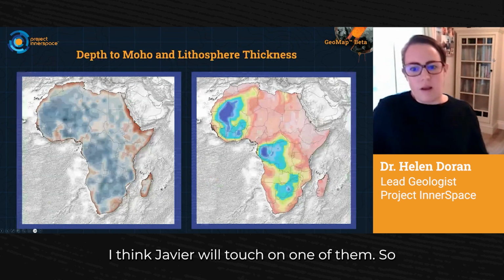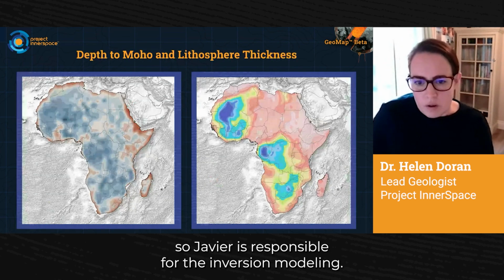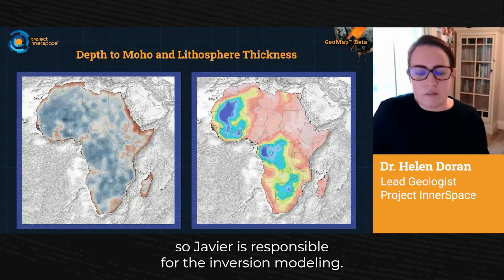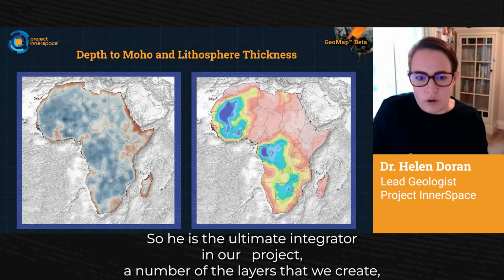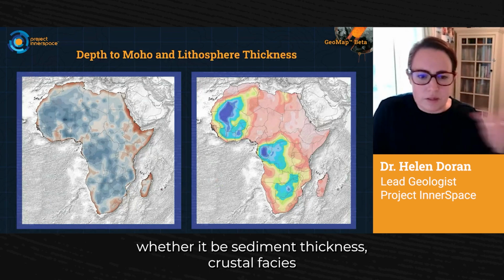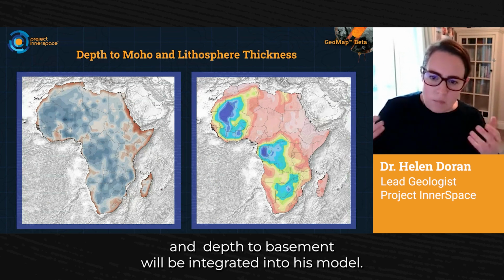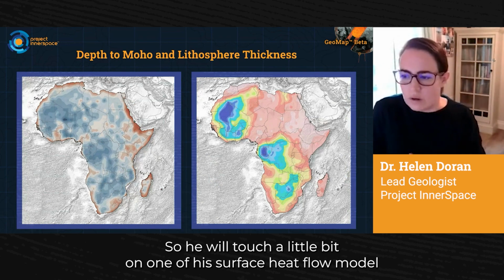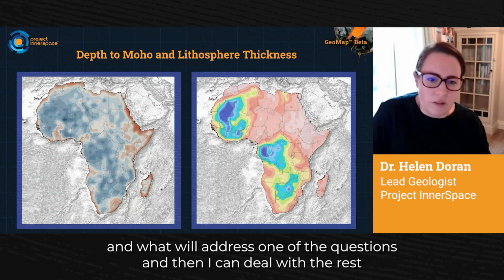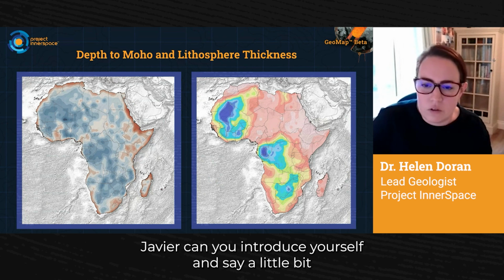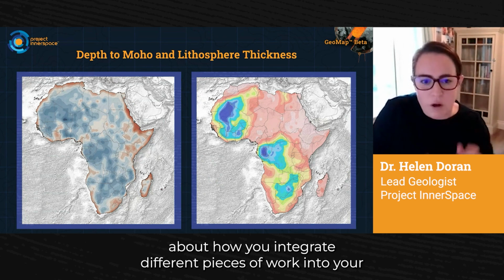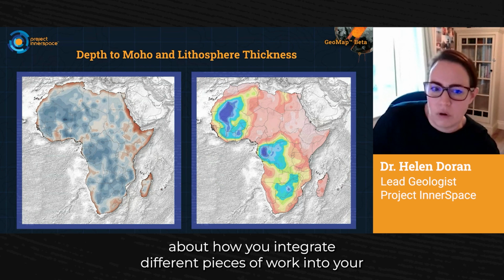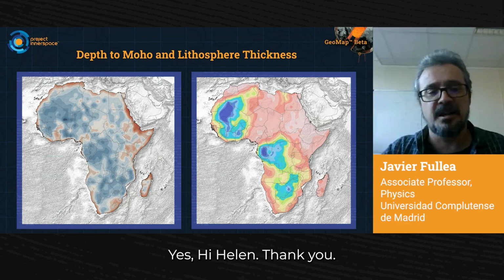So Javier, I'd like to welcome you in. Javier is responsible for the inversion modeling, so he is the ultimate integrator in our project. A number of the layers that we create, whether it be sediment thickness, crustal facies, or depth to basement, will be integrated into his model. So he will touch a little bit on his surface heat flow model, which will address one of the questions, and then I can deal with the rest. So Javier, can you introduce yourself and say a little bit about how you integrate the different pieces of work into your product? Yes, hi Helen, thank you.